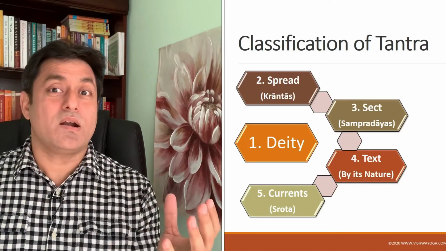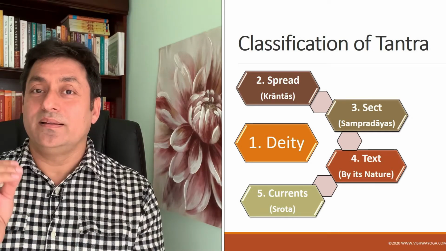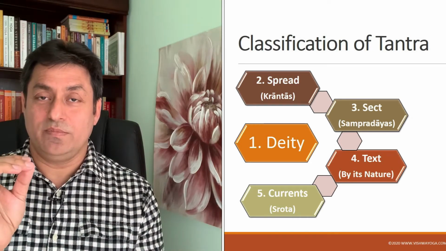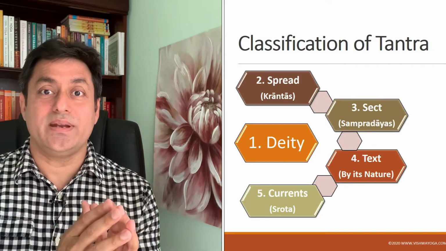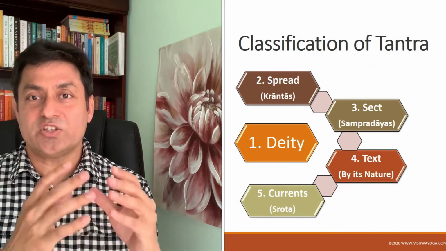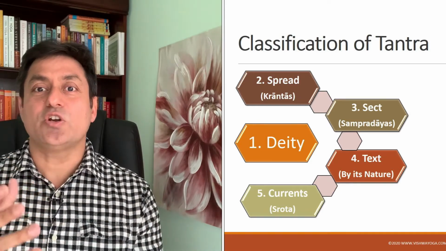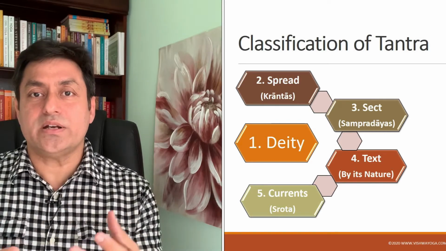So, if we take all the Tantric texts, Tantra can be broadly classified in 5 different ways. But they are all connected. They are based on a main deity, no matter which way you classify it. Plus, there is a geographical spread, called Krāntās, there is a sect or Sampradāya, the nature of the Tantric texts, and the currents or flow of the text called Srota. Since every Tantric tradition always includes a deity, I will talk about that in the end.